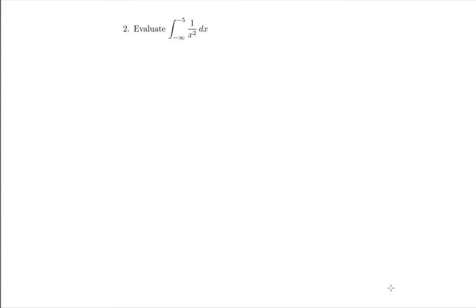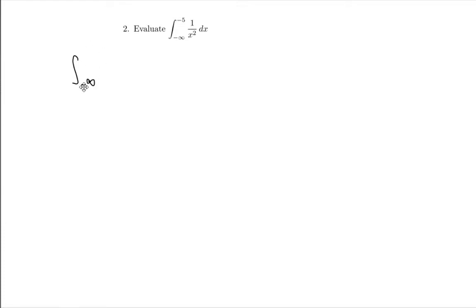Here we have an improper integral from negative infinity to negative 5. And the reason this is an improper integral is because we have an infinity sign in one of the bounds of the integration. So this is an improper integral. So what we're going to do is remind ourselves what this actually means.